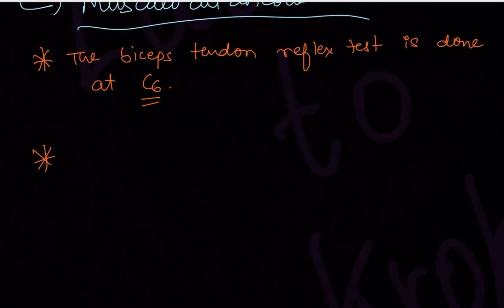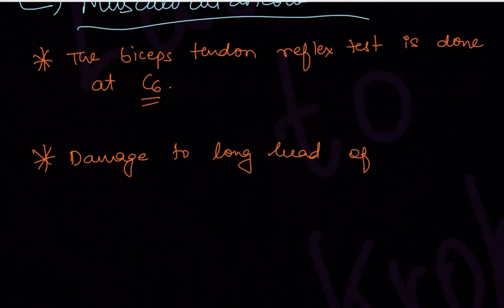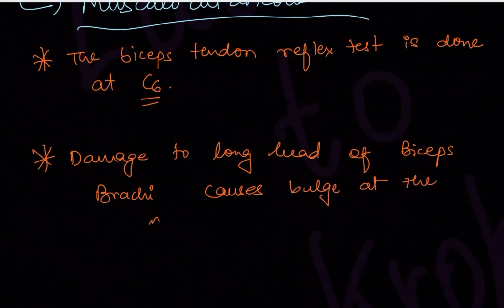There's not exactly a disease, it's a muscle tendon injury. So if there is damage to the long head of biceps brachii, so if the long head of biceps brachii tendon is damaged, what will happen? It causes a bulge at the muscle belly. Now what does that mean?